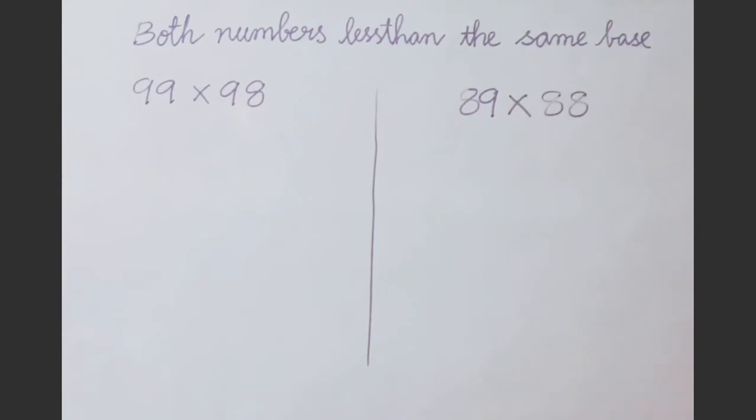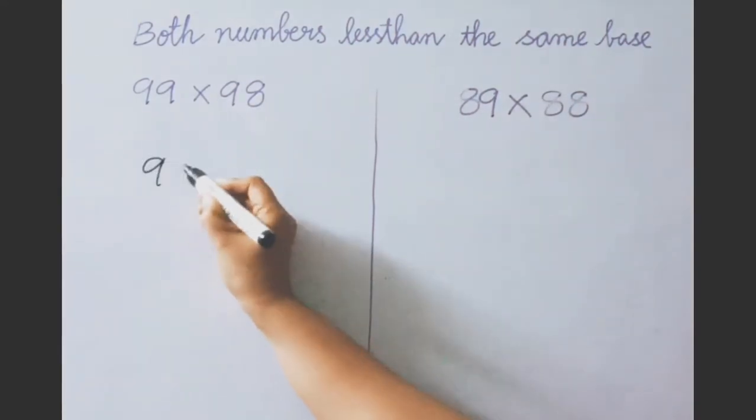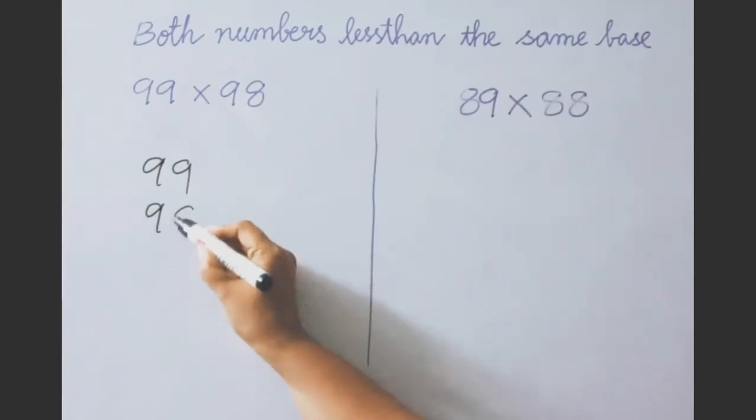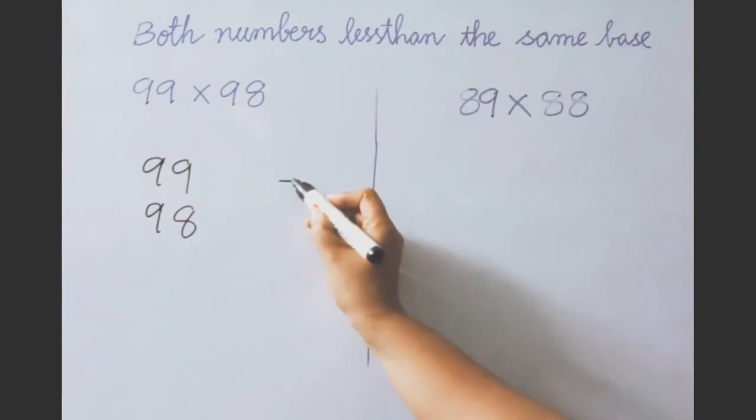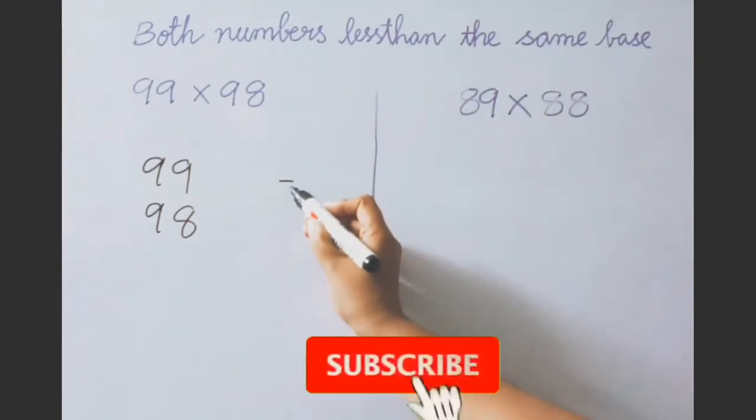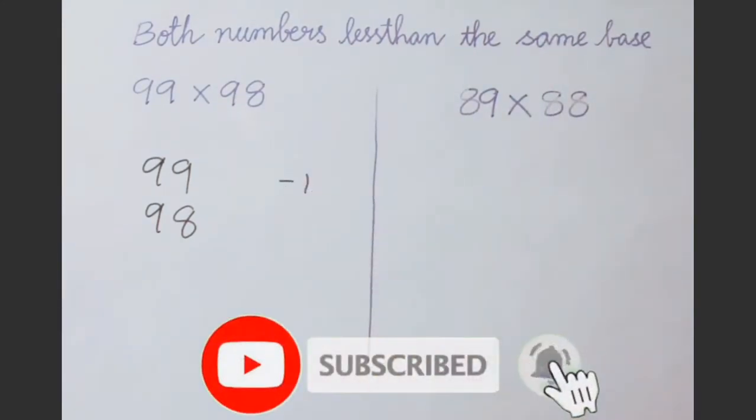Today we will see multiplication of both the numbers that are less than the same base. Let us see the first example, 99 multiplied by 98. Here these two numbers are below 100. So 99, how much is it below 100? That is 1. The below value we note with minus, so write minus 1.